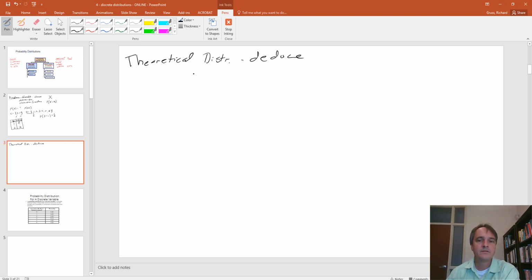A theoretical distribution is one that we can deduce from the parameters of the actual process. Okay, and so likewise with a die, we know that there are 6 sides and we know that it's balanced. So theoretically, we have a distribution where each value is going to take on the same probability, which is 1/6.